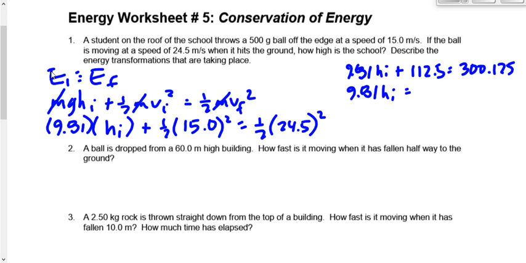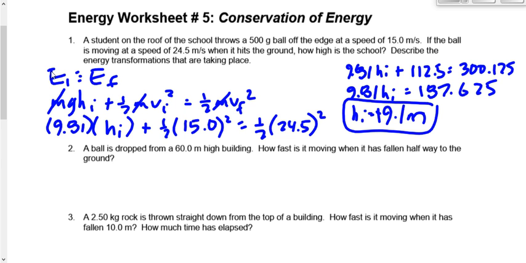Let's take the 112.5 over by subtracting. So we're going to say 300.125 minus 112.5 gives me 187.625, and then we're going to divide that by 9.81, and we get a height here of 19.1 meters. So the height of the building is 19.1 meters.